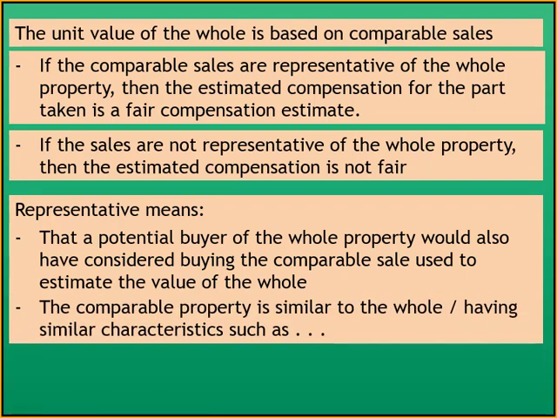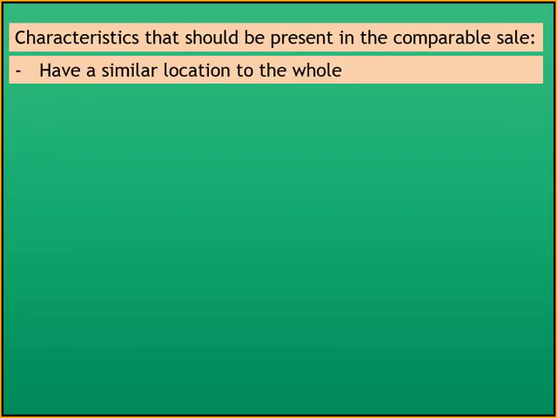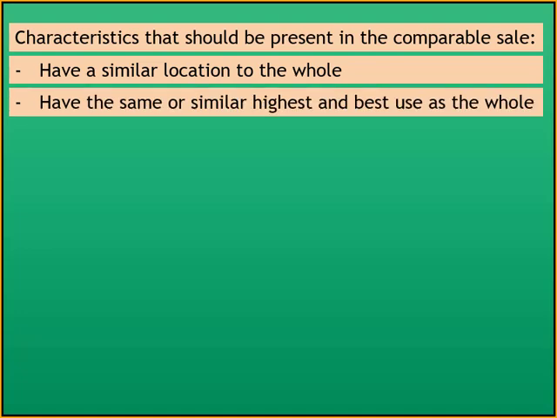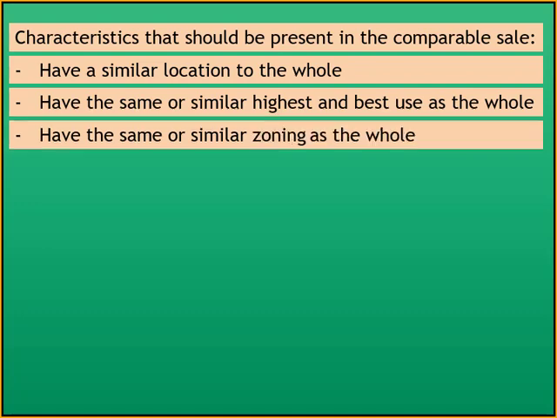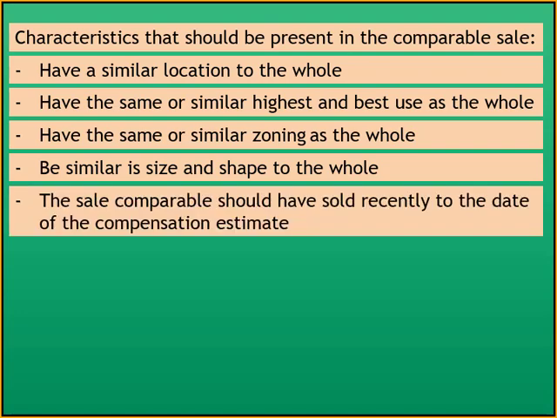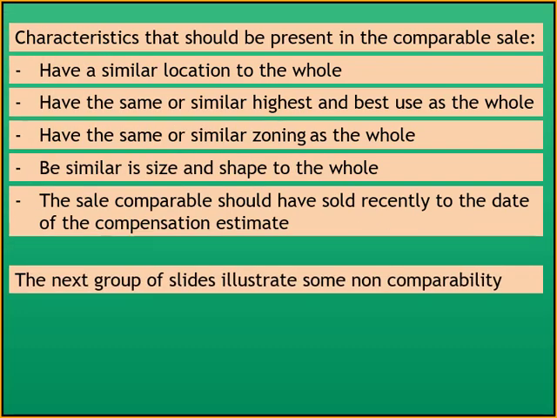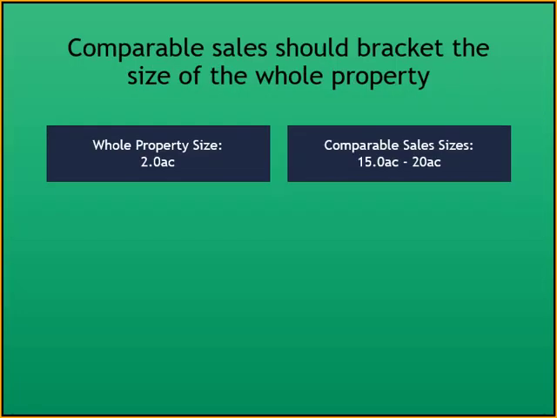The comparable property is similar to the whole, having similar characteristics. They should have a similar location to the whole, should have a similar or the same highest and best use of the whole, should have a similar zoning as the whole, and should be similar in size and shape to the whole. The sale comparable should have sold recently to the date of the compensation estimate. The next group of slides are going to illustrate some elements of non-comparability.